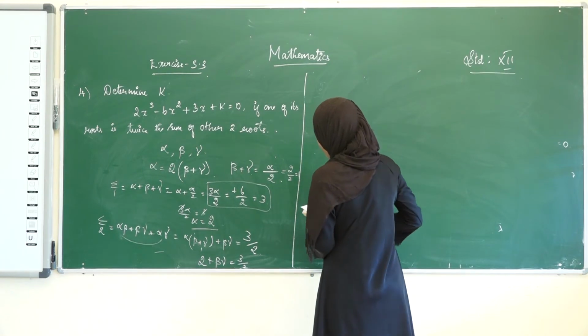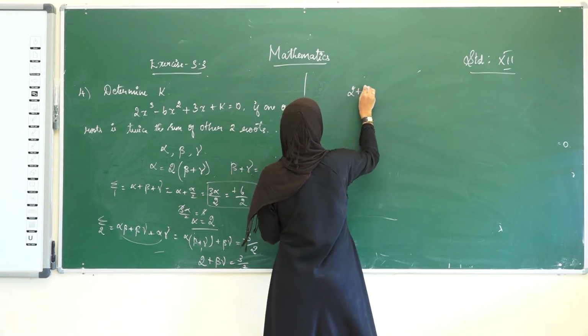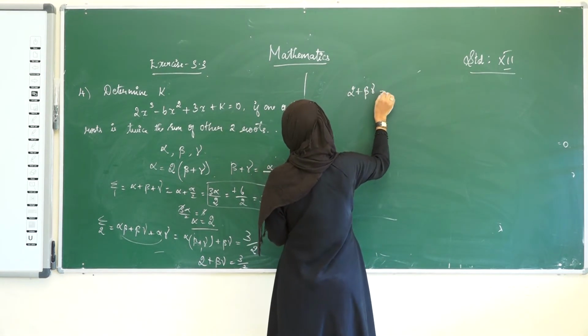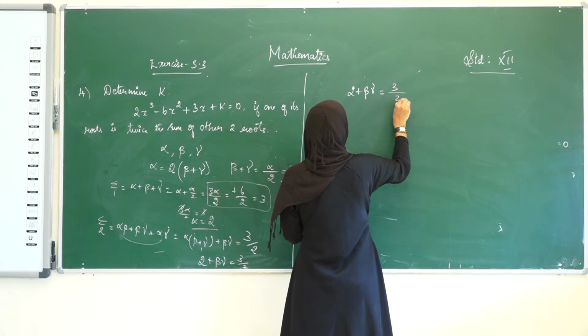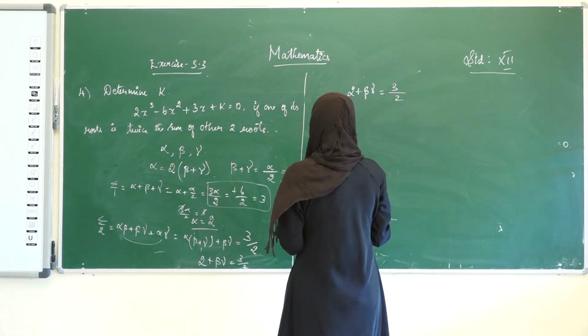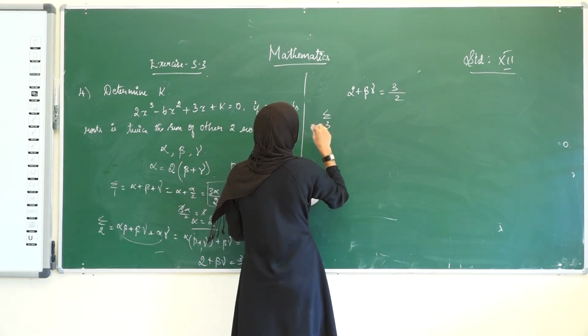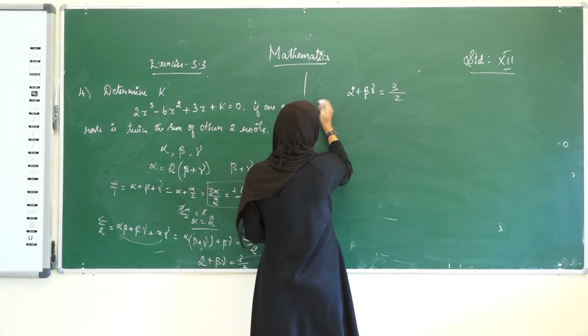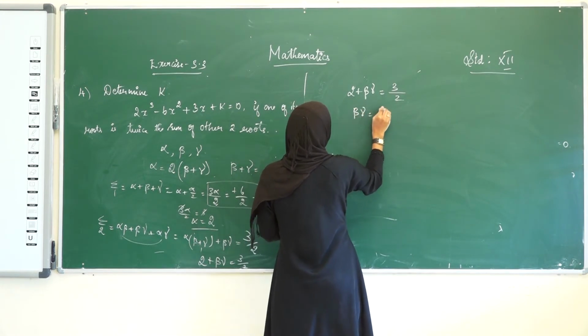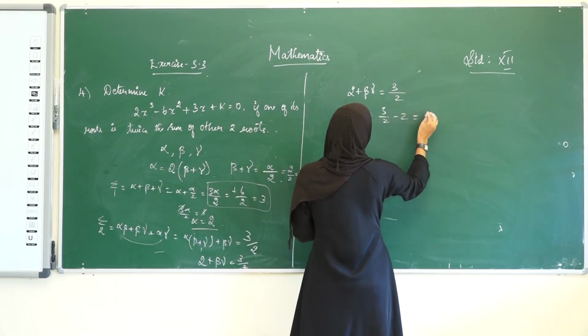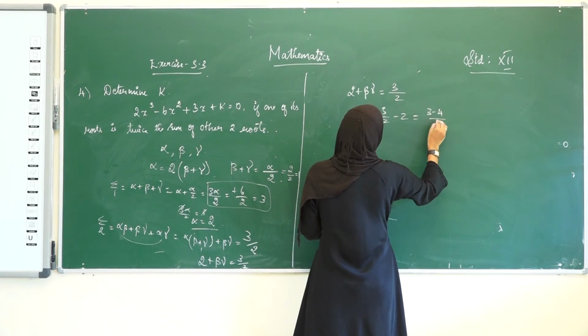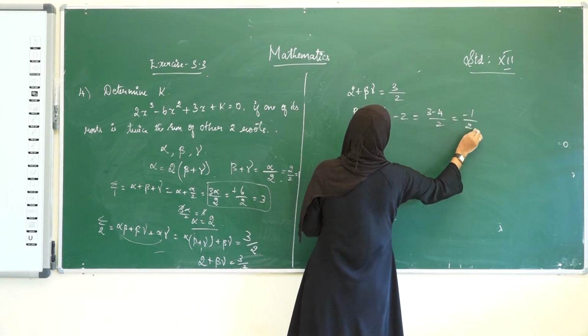Okay. What's the value we got? 2 plus beta gamma is equal to 3 divided by 2. Okay. And then, let us take beta gamma's value: 3 divided by 2 minus 2, which is equal to minus 1 divided by 2.